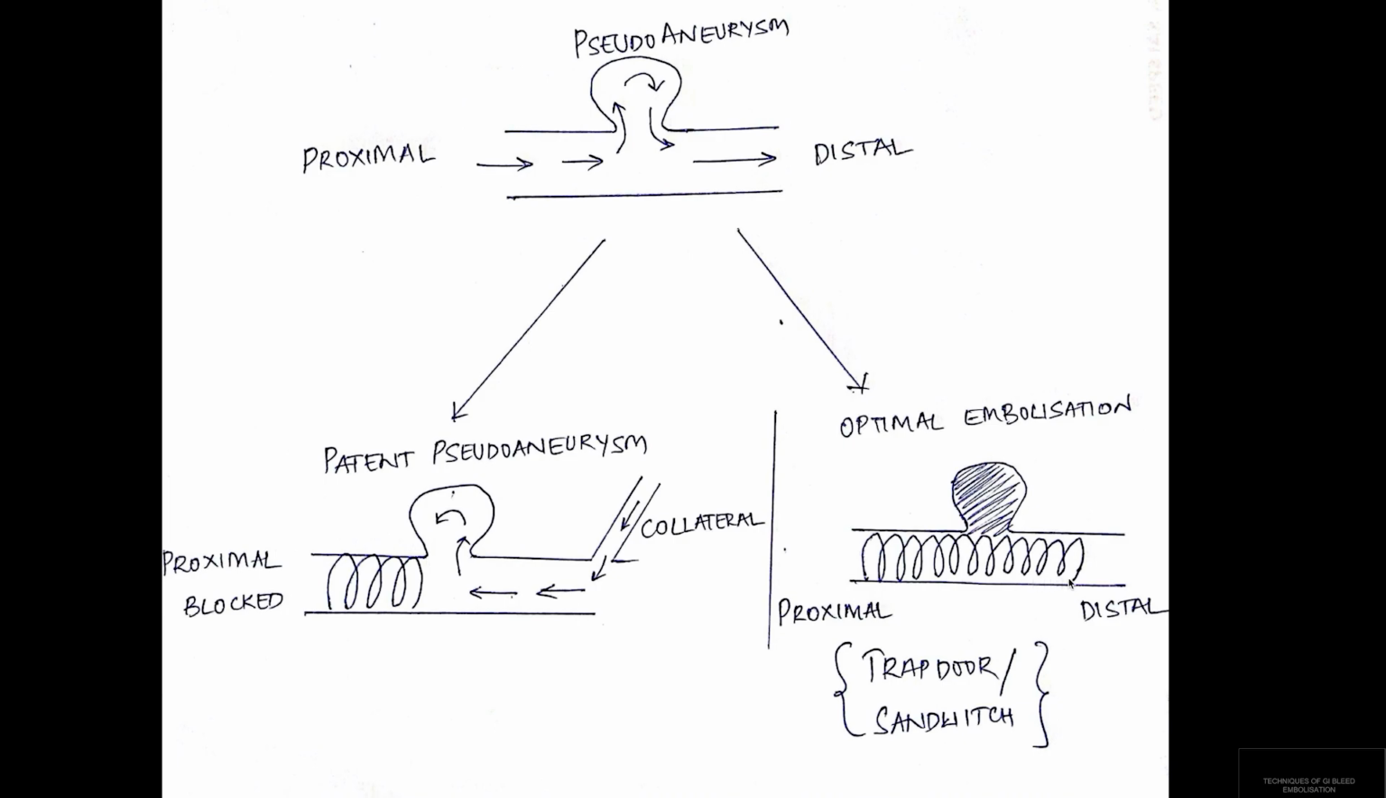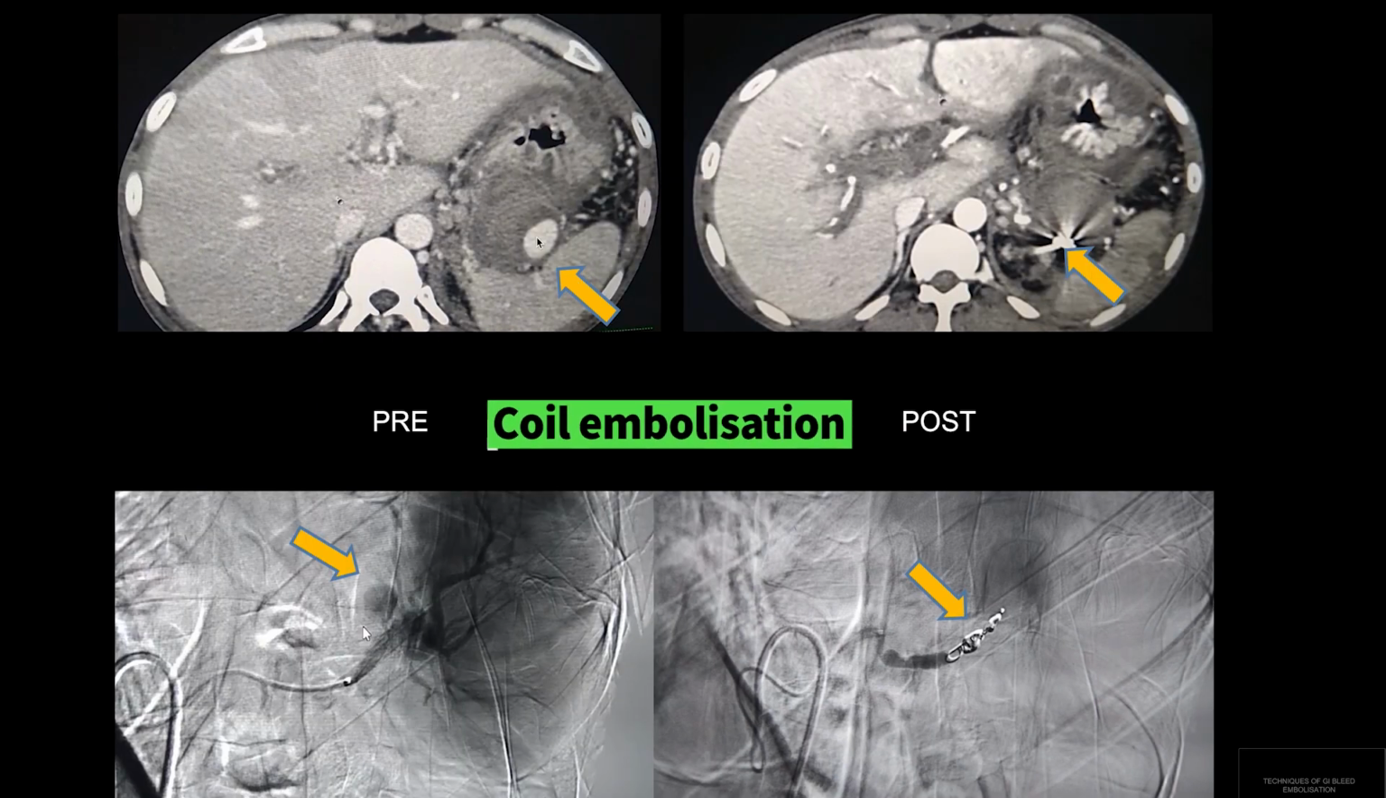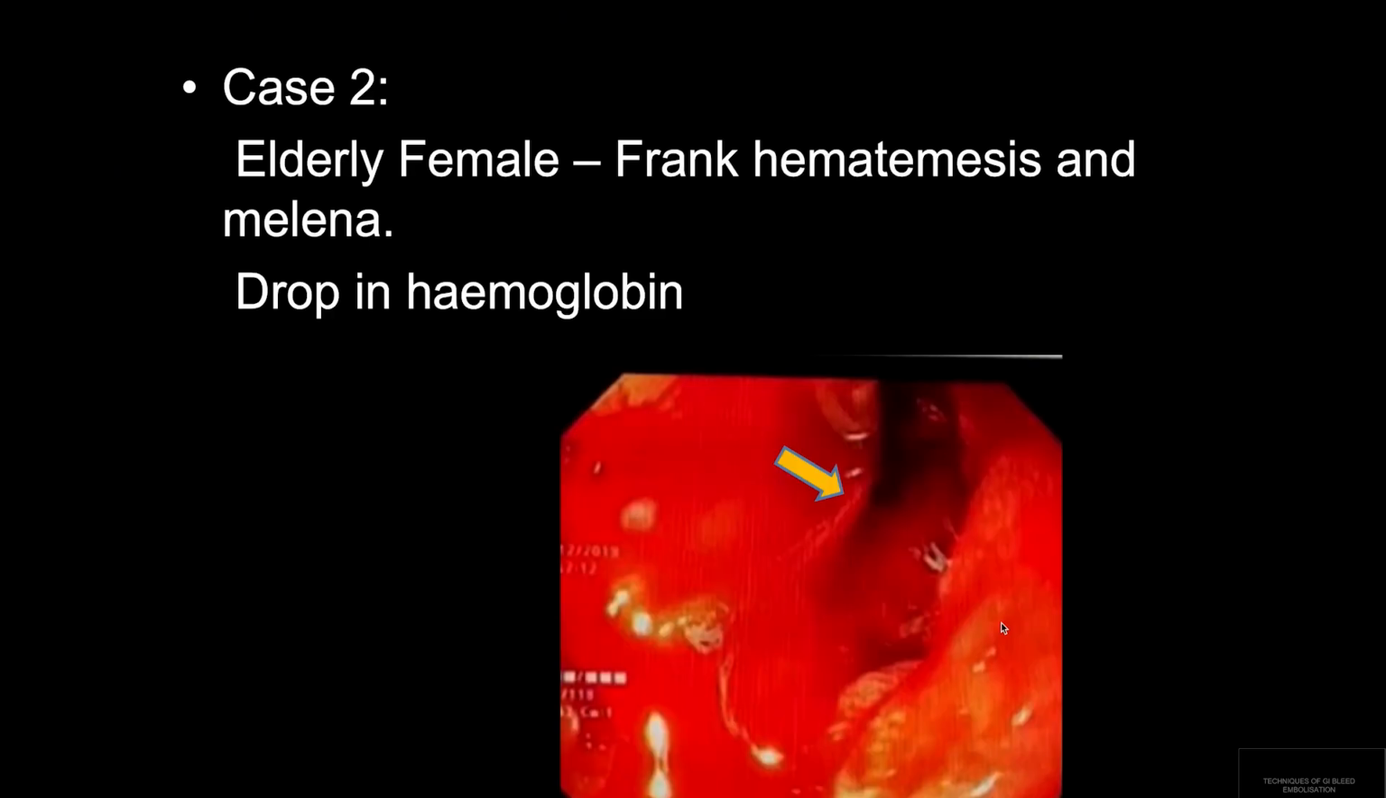So what we need to do, we need to block the entire vessel from distal to the proximal aspect, which is something called the trapdoor technique or sandwich technique. So we did the same thing. We deployed pushable coils in this splenic artery across the segment of the pseudoaneurysm, distal to proximal, and this is the post-embolization where you can see radiodense coils and there is absolutely no pseudoaneurysm. So this is the pre-image and this is the post-image of the trapdoor or sandwich technique of splenic artery embolization.